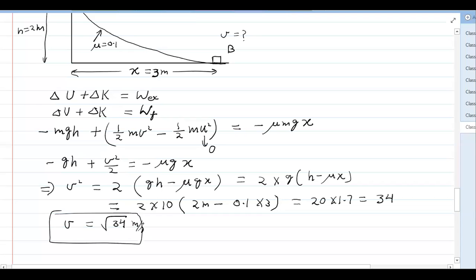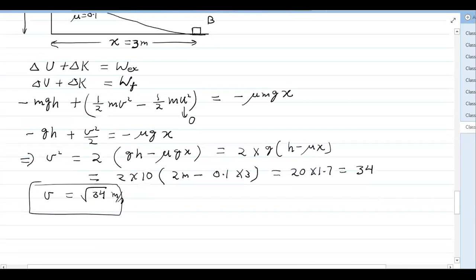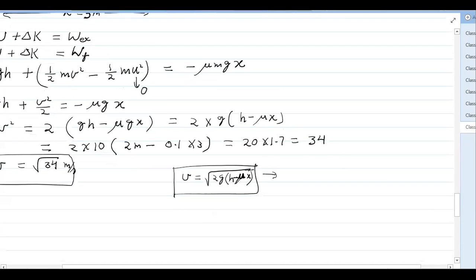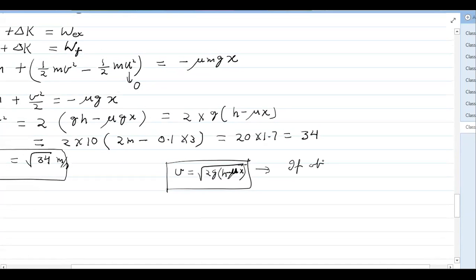Okay, so we can memorize a formula also. We are deriving a formula at this place. So the formula is V equal to root of 2g into h minus mu x. So this can be memorized as a formula. If an object is sliding on a rough incline, then the velocity acquired by the object, if the object is sliding on a rough incline.